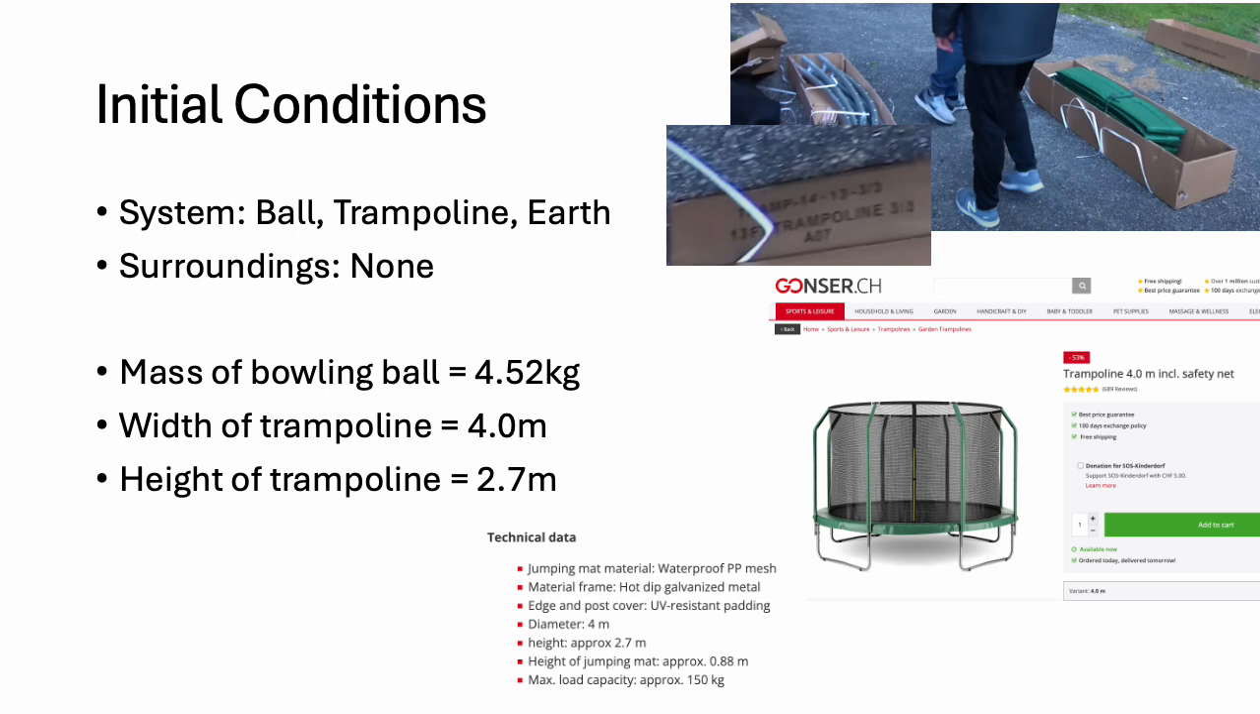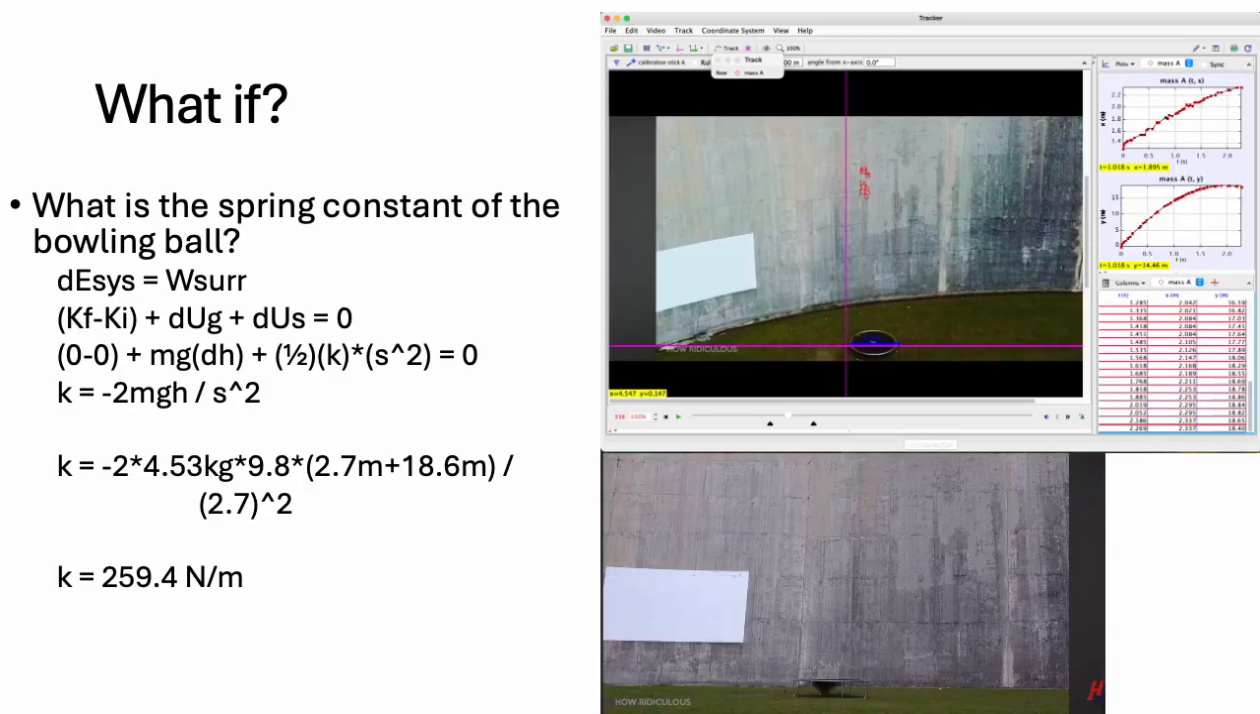For this, I'm going to use the energy principle, including everything and leaving nothing in the surroundings. So I put in the potential energy of gravity and the potential energy of the spring as the ball bounces back up on its return path once it bottomed out from the spring. I included the height of the trampoline, 2.7 meters, plus what I tracked in the continuous shot to be around 18 meters back up. So the spring constant should have been around 260 Newtons per meter.